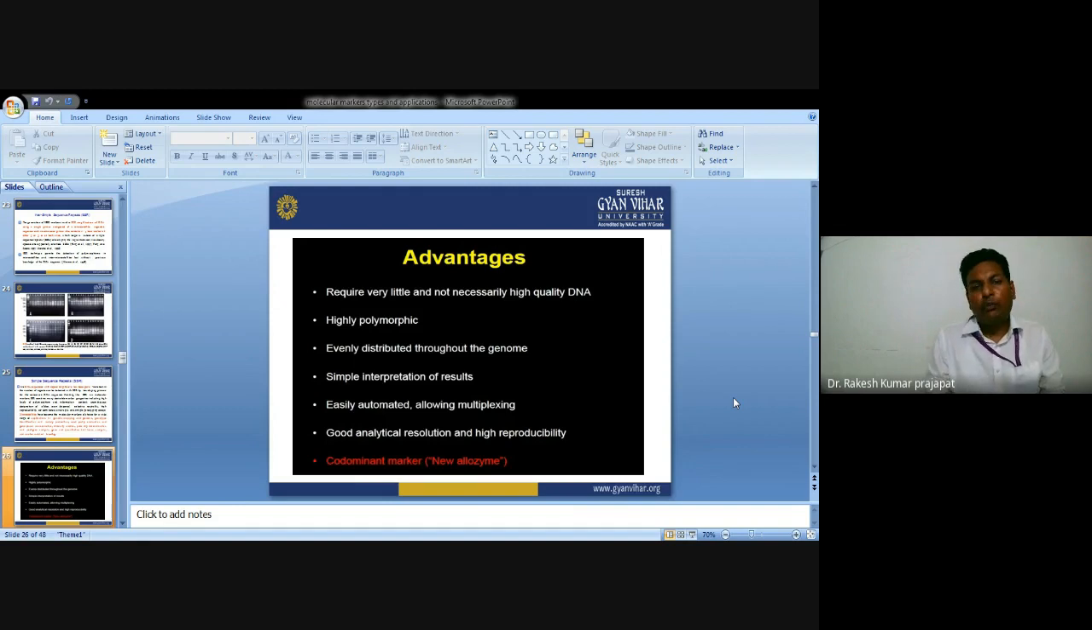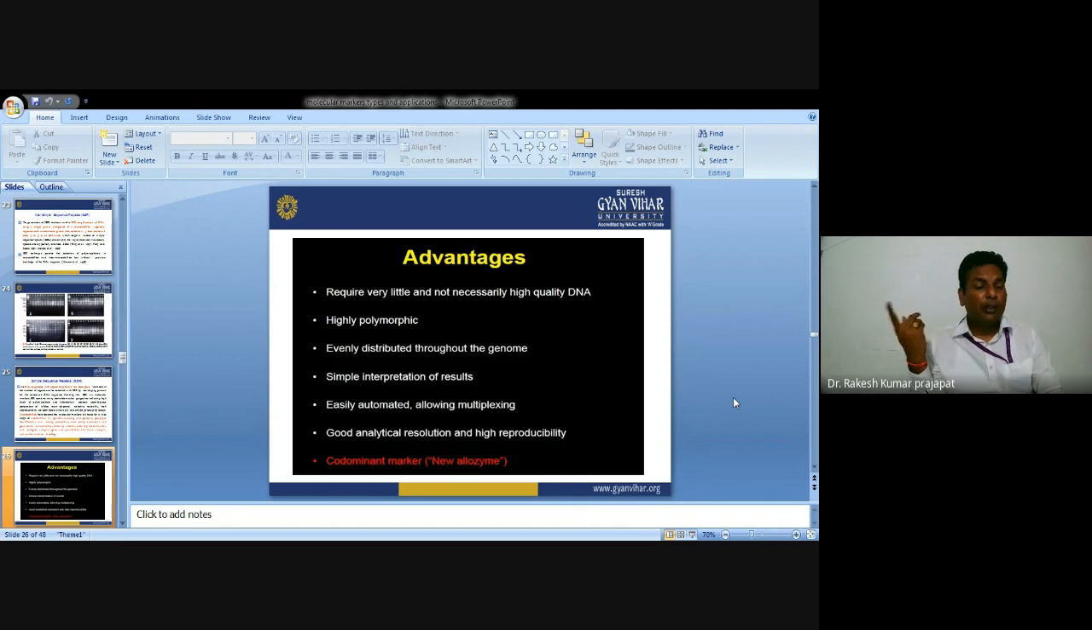The advantages: they require very little or not necessarily high quality DNA, they are highly polymorphic, evenly distributed throughout the genome, simple to interpret, easily automated, allowing multiplexing, with good analytical resolution and high reproducibility, and they are codominant markers. They require very little or not necessarily high quality DNA because we are using molecular technology like PCR. PCR does not require high quality DNA. It can amplify if primer complementary binding is there, so quality doesn't matter in the case of PCR.